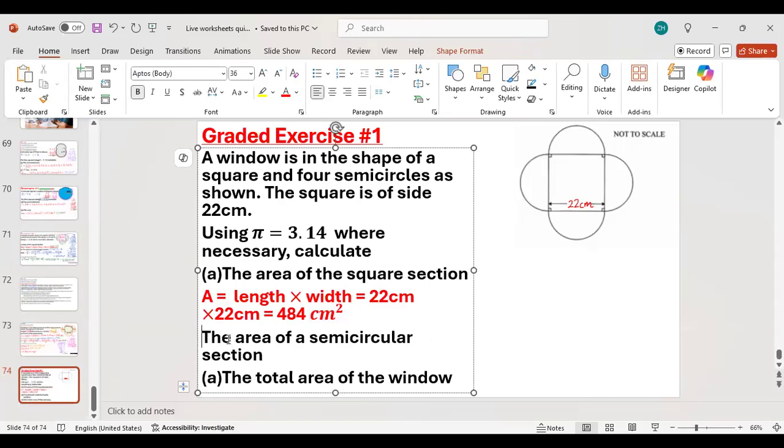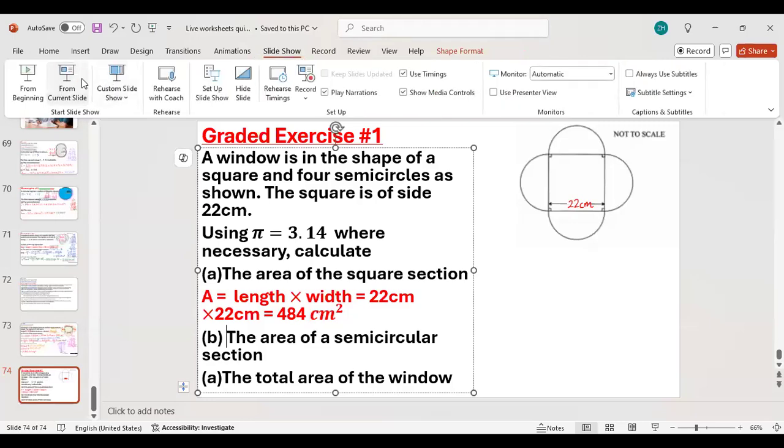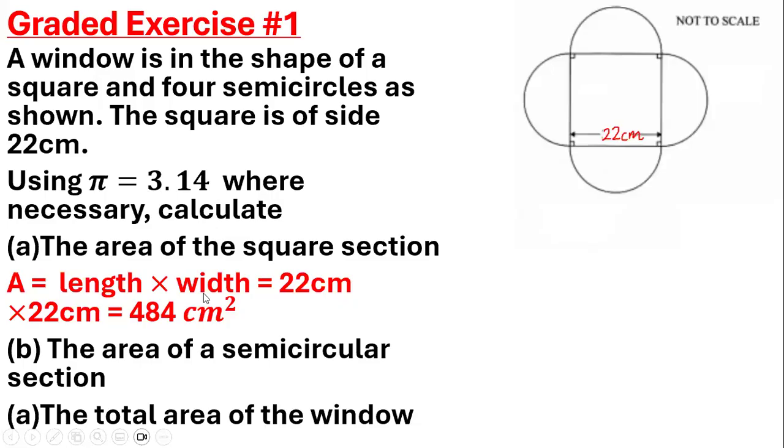How many persons got 484 centimeters squared for A? Let me know, please, if you got that. Only 2 persons? The rest of you all, did y'all get it? I can see the number, y'all continue. Yes, sir. I got it. 484 centimeters squared. That's what I got. Anyone else got that? Let me know, please.